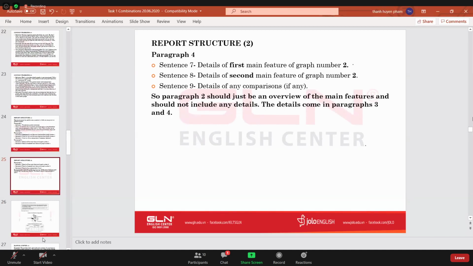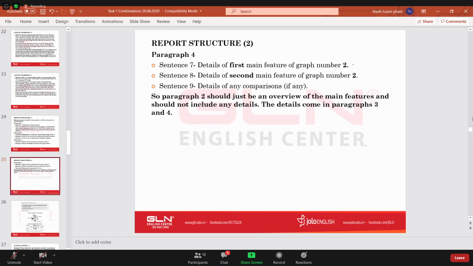Paragraph 4, details of the first main feature of graph number 2, details of the second feature of graph number 2, and finally details of any comparisons, if any. So paragraph 2 should just be an overview of the main features and should not include any details. The details come in paragraphs 3 and 4.